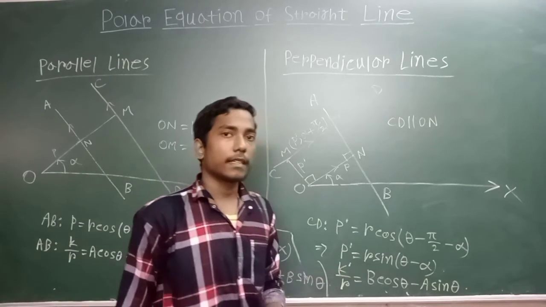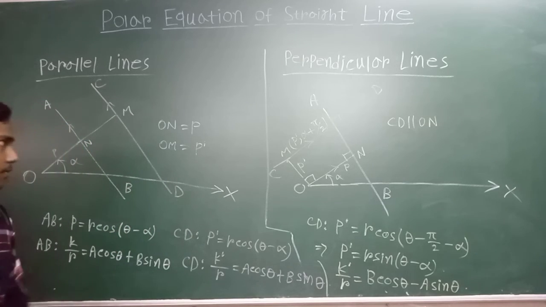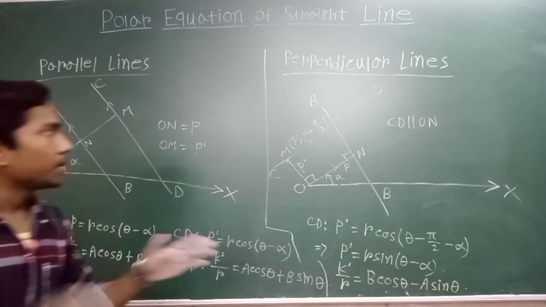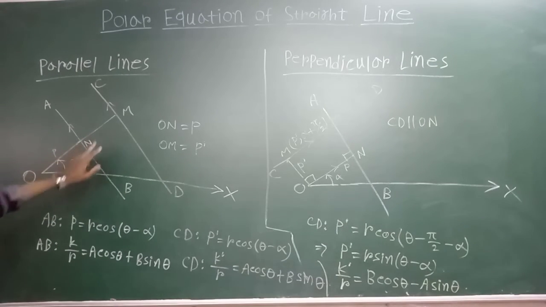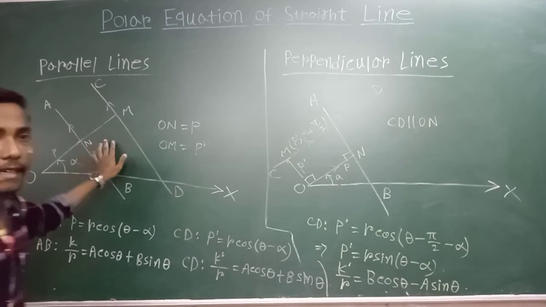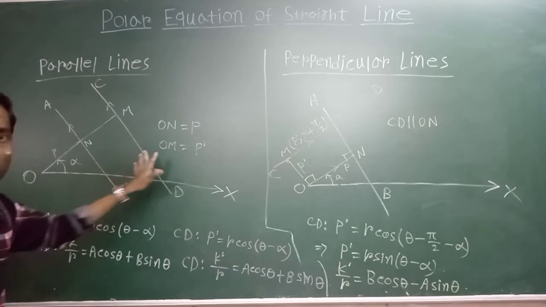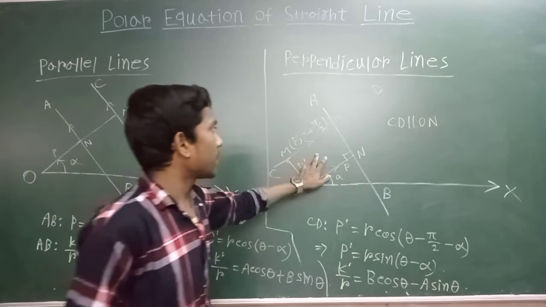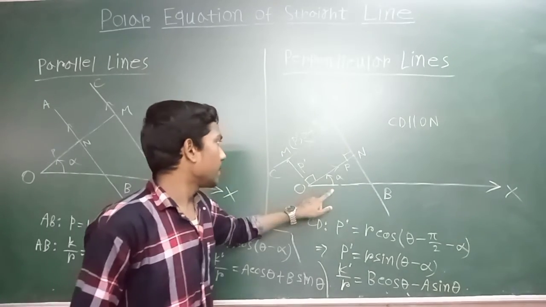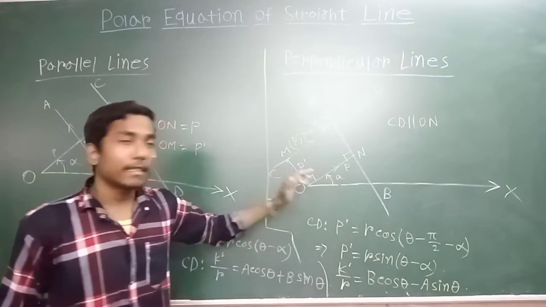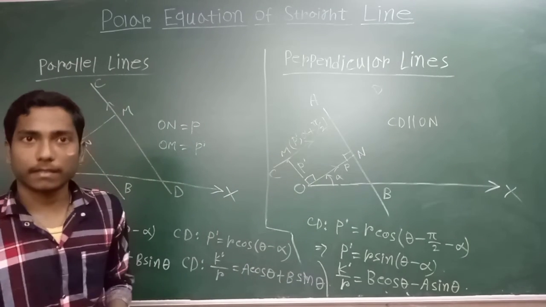Okay, so this is the required equation of a straight line in polar form and general form. You just have to remember these diagrams: in the case of parallel lines we just have to change the radius vector, but the vectorial angle remains the same since these are parallel lines. But in the case of perpendicular lines, not only the radius vector, we have to change the angle also, and the angle is changed by pi by 2 since these are perpendicular straight lines.